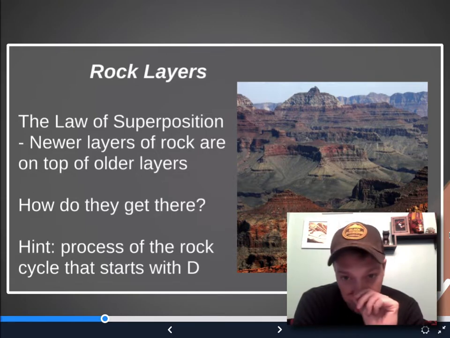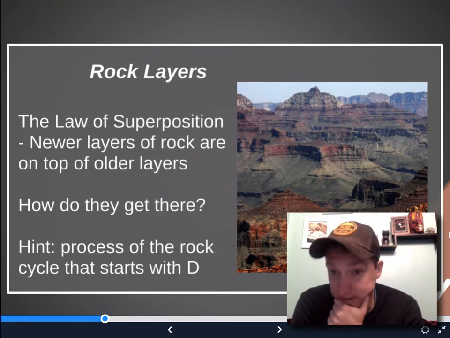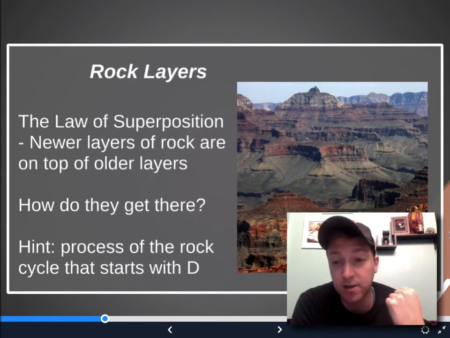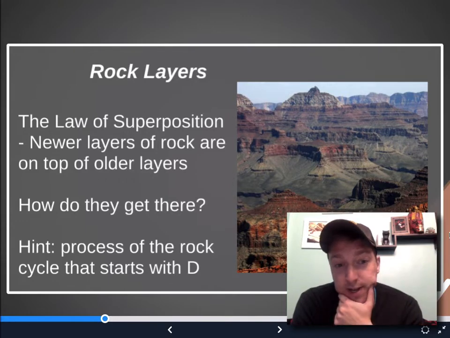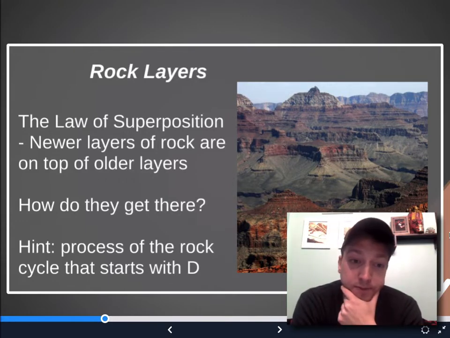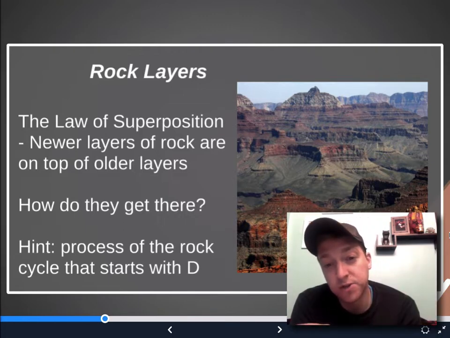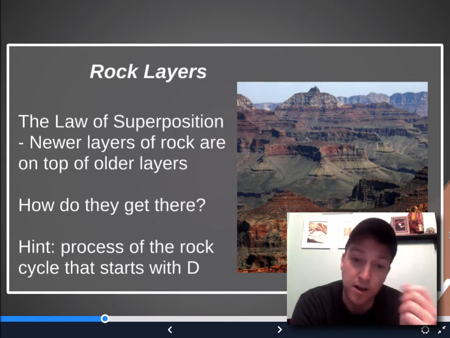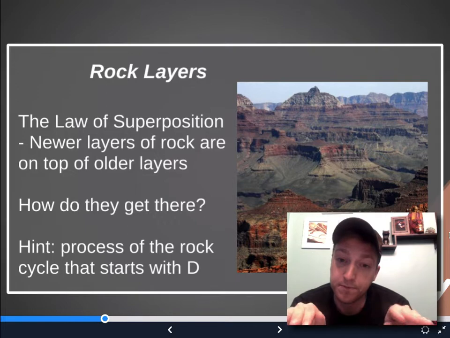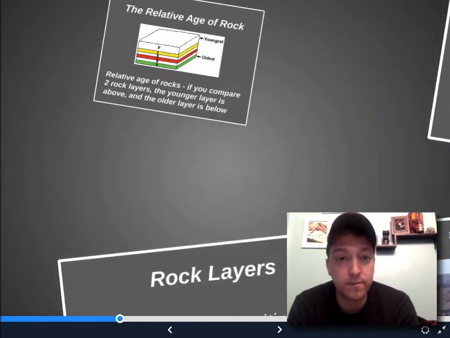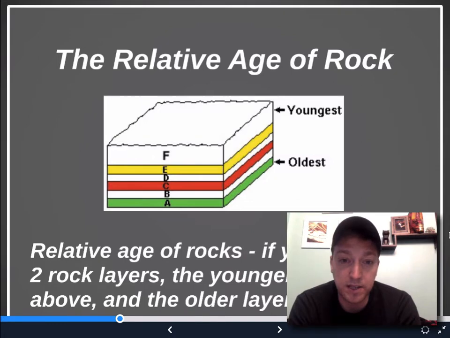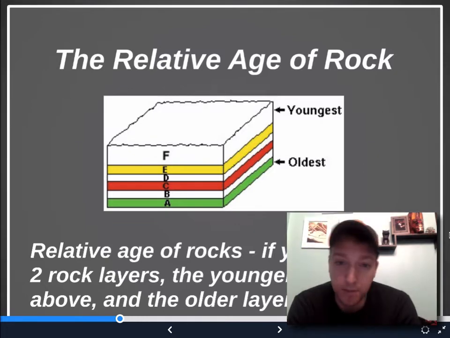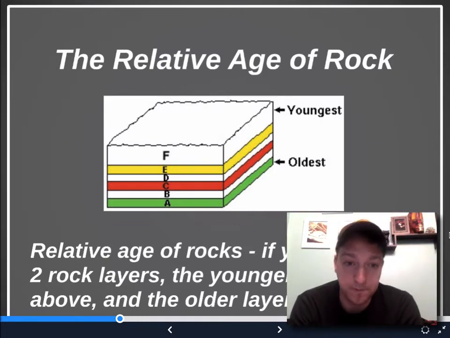How did they get there? Well, they are deposited through sediment. And we learned about sediment last unit. So we know sediment is caused by weathering, which is the breakdown of rock, and erosion, which is the movement of rock, and finally, the little pebbles and pieces of sand are deposited on top. So this is the relative age of rock. If Earth is like a layer cake, the youngest rock is on top, the oldest rock is on the bottom.